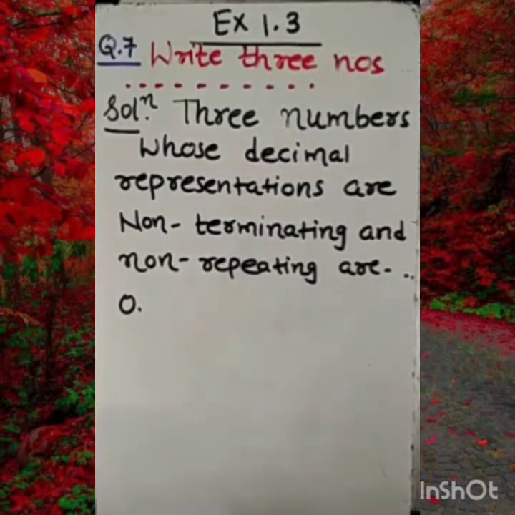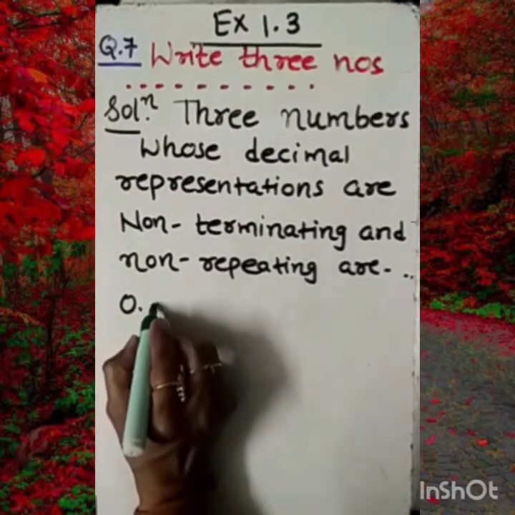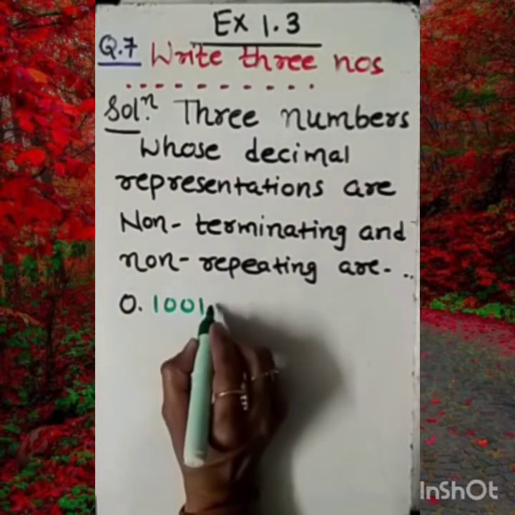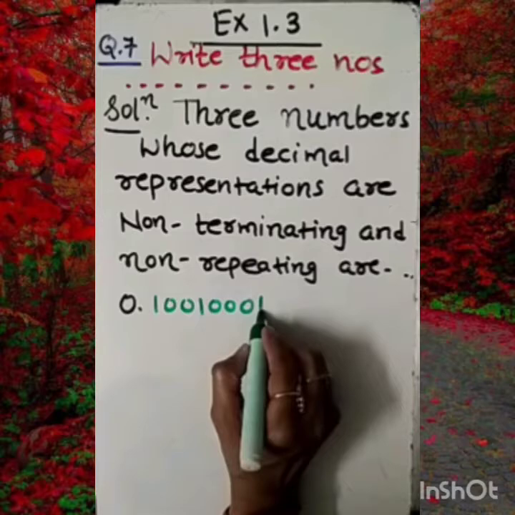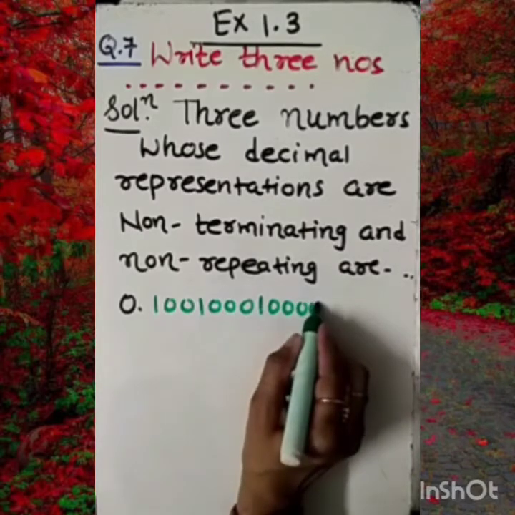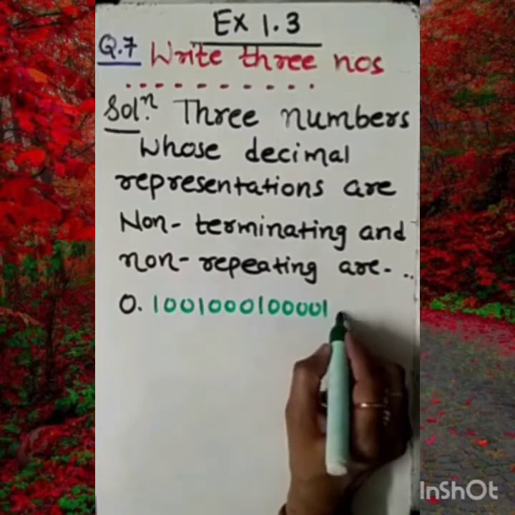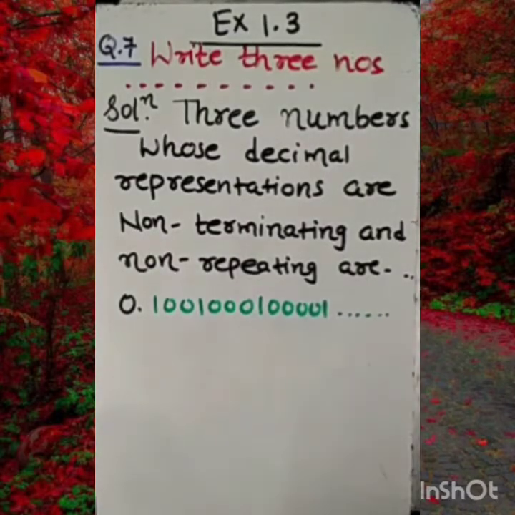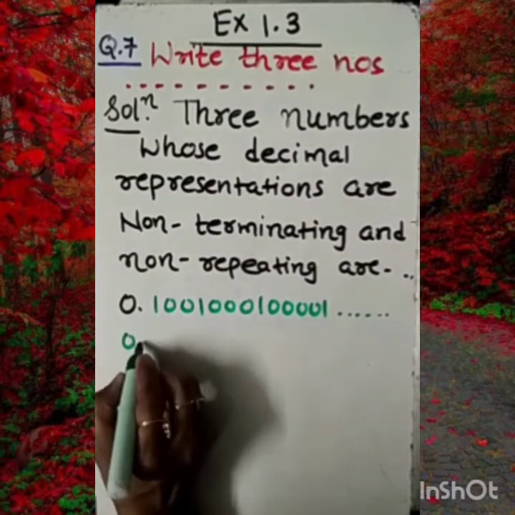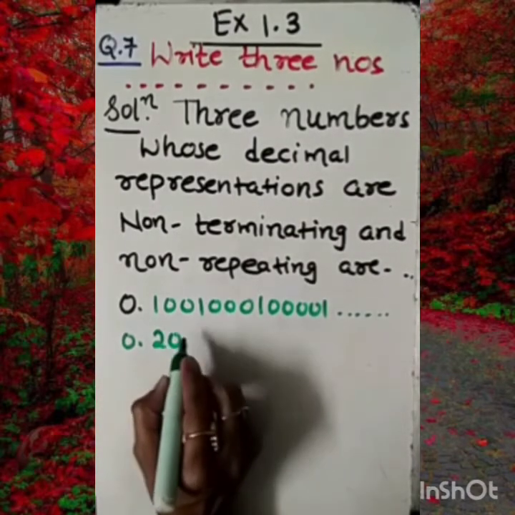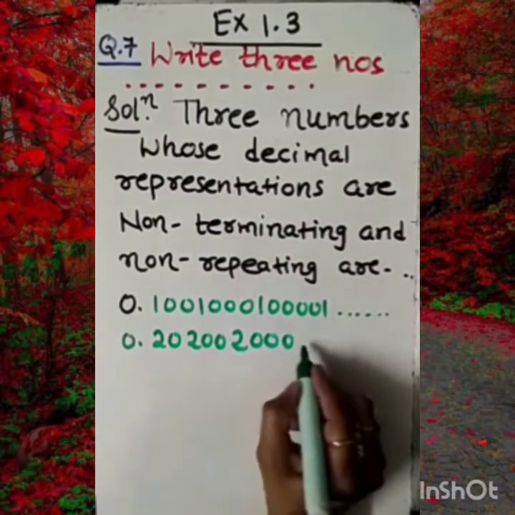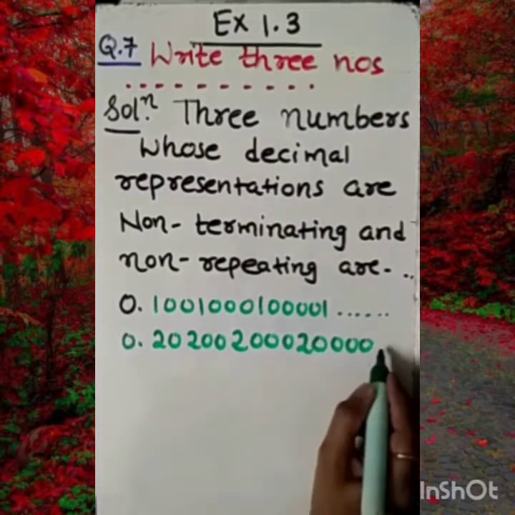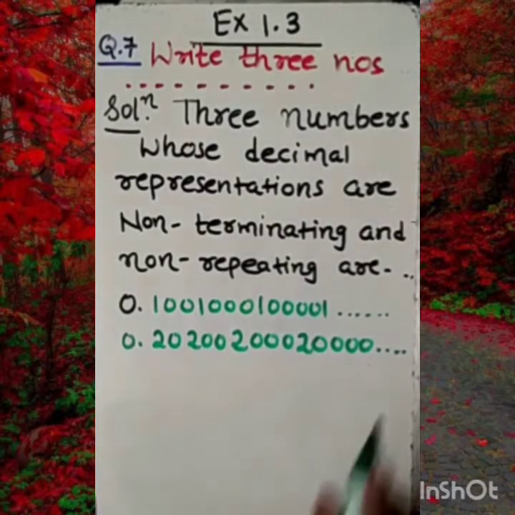Suppose I am choosing this number. Here I am writing 0.100, then 1 in place of 000. Then next will become 1, then 40, right? Then 1 and something like that. One more example: 0 point, suppose I am writing 20, then 200, then it will be 2000, then 20,000 and so on. And the last, I need to mention it will be continuation.